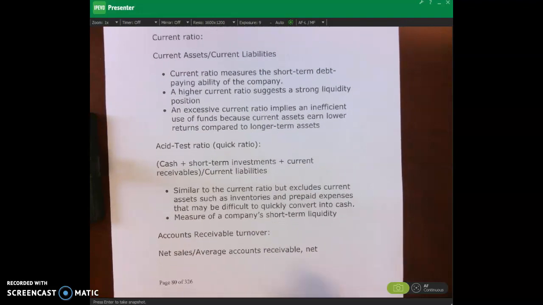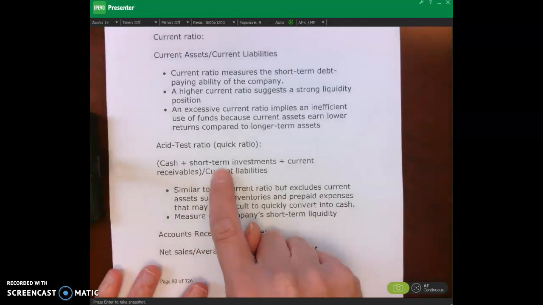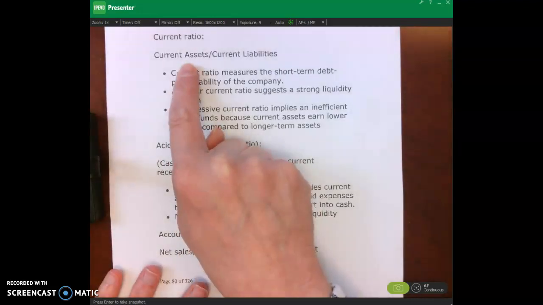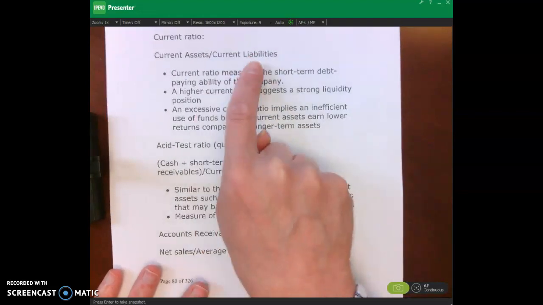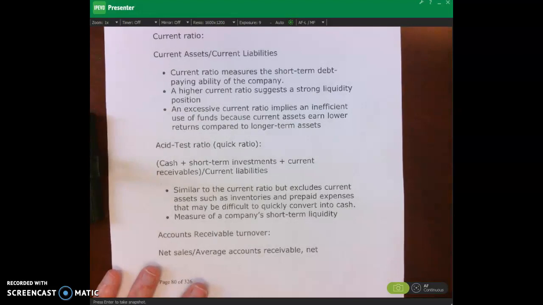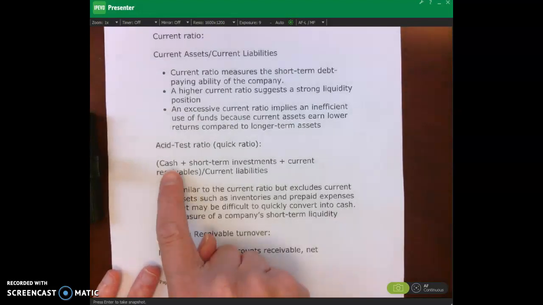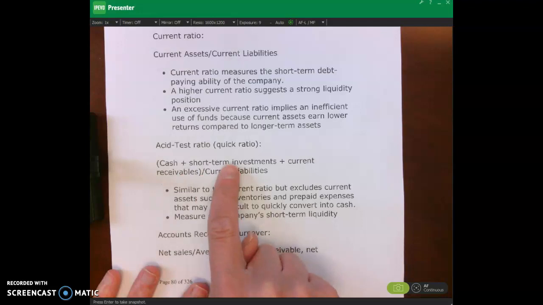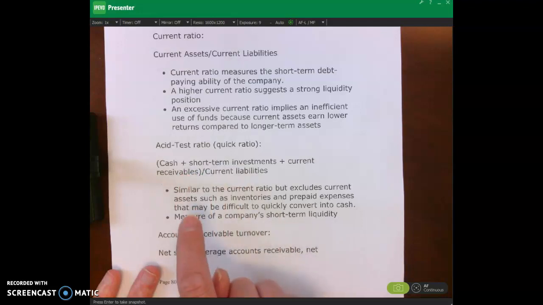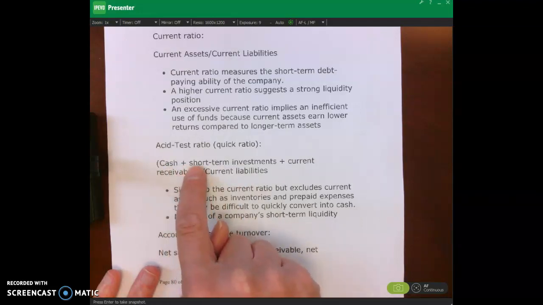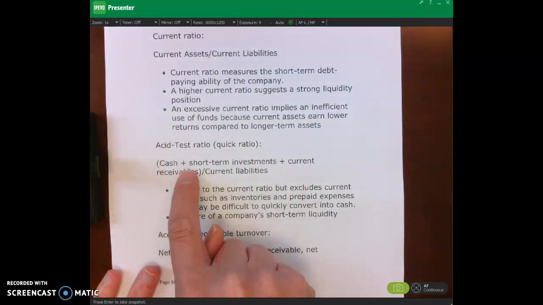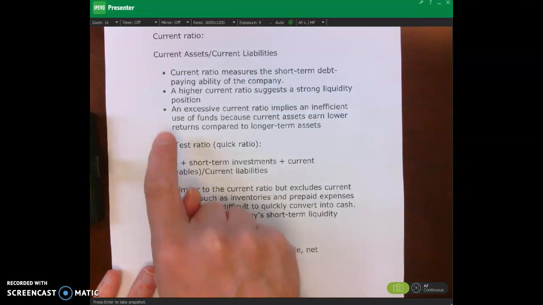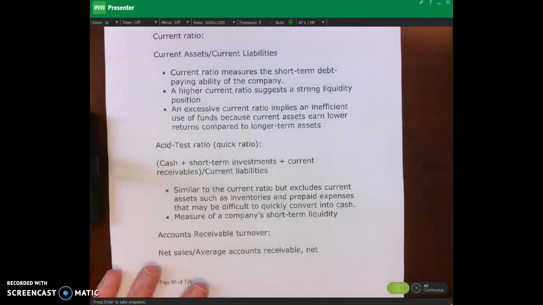The acid test ratio, which is also known as the quick ratio, takes a subset of our current assets called our quick assets, and divides those by current liabilities. And we've already talked about current liabilities. But examples of quick assets: cash, short-term investments, and current receivables. So all quick assets are current assets, but not all current assets are quick assets. And that's because quick assets are a subset of our current assets.